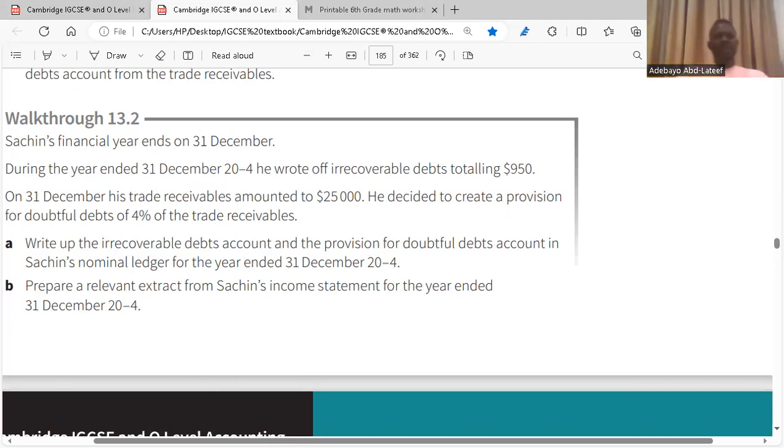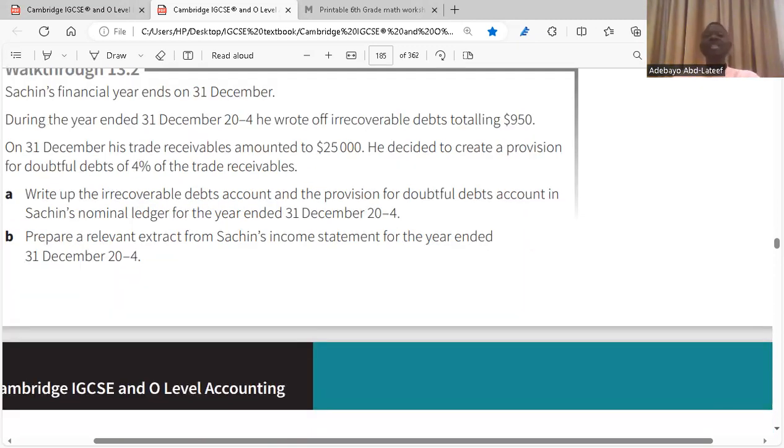Okay. Now we have a question. It said, Sachin's financial year ends on 31st of December. During the year 31st December 24, he wrote off irrecoverable debt totaling $950. On 31st December, his trade receivables amount to 25,000. He decided to create a provision for doubtful debt of 4% of trade receivables. Write up the irrecoverable debt account and provision for doubtful debt account in Sachin's nominal ledger for the year 31st December 24. Prepare a relevant extract for Sachin's income statement at the year end.